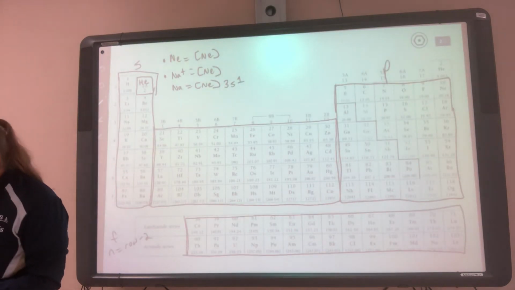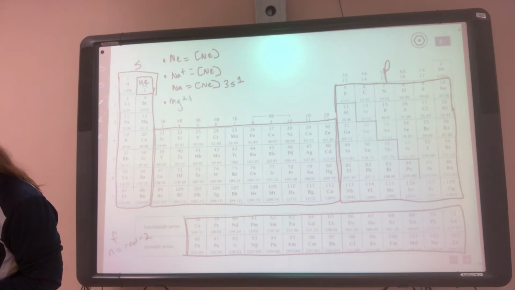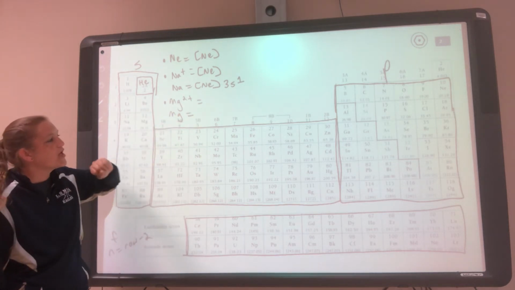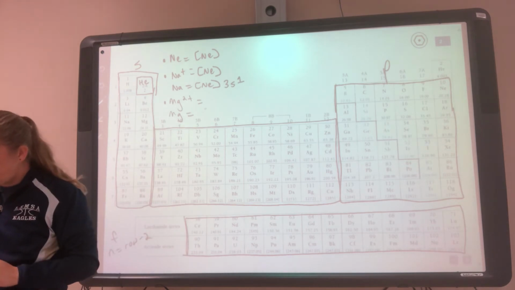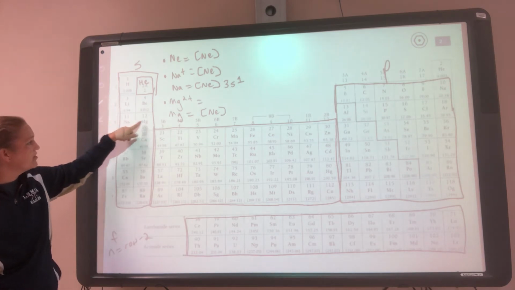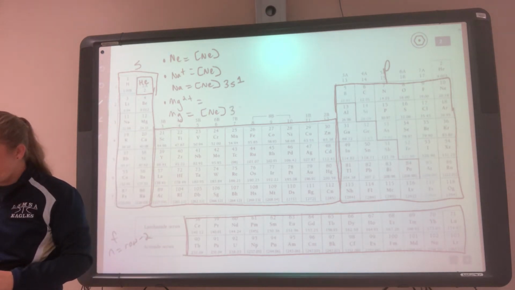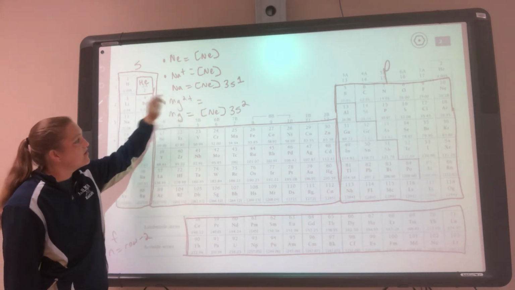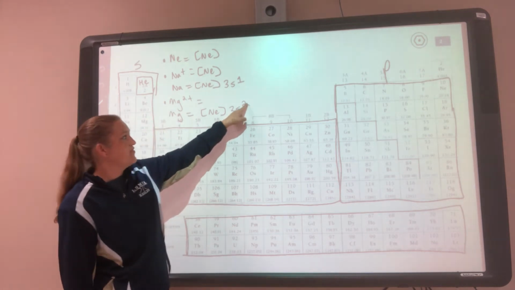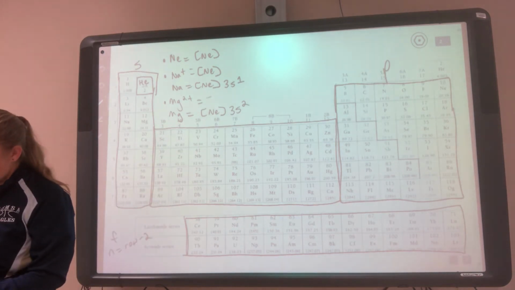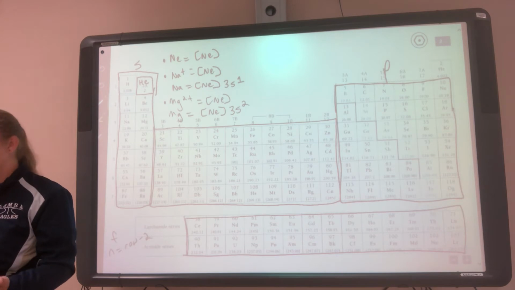The next one was Mg2+. To do Mg2+, I need to do Mg. So here's Mg. If I go up and over, my noble gas is neon. And then I'm in the 3s2. Now I have the neutral, so I want Mg2+. It's a cation, so I remove 2 electrons. I have these 2 electrons on the outside, so I remove them, and all I have left is neon, which is what I expect since I said they're isoelectronic.